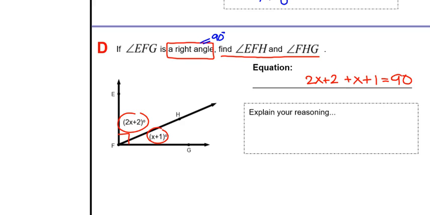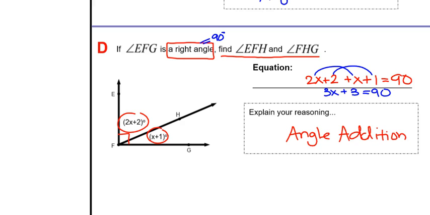Again, we can do some mental math. 2x plus 1x makes 3x, and 2 plus 1 makes 3. That also would be an acceptable answer. And again, the reason that we can do that is simply angle addition. The part plus the part equals the whole thing. From there, why don't we pause this and we'll jump on to page 3.